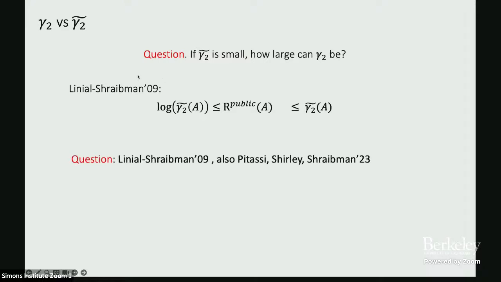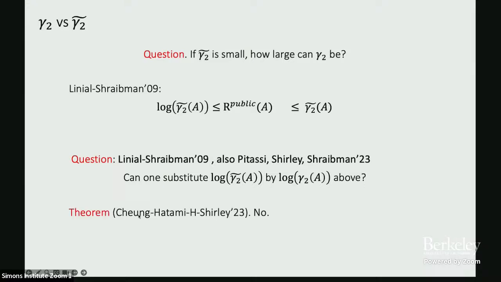And so this question was phrased in Lindenstrauss and also in this recent work of Pitowski, Morgan, and Adi Schreiben: can one substitute, in this lower bound, the approximate norm by just the exact gamma 2 norm? This would provide a widely powerful method for public randomness. But what we showed, with Ben, Morgan, and Hamid, was that this is not possible.